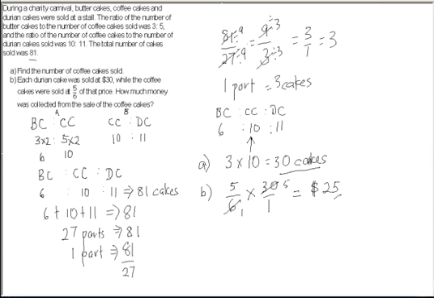So looking back at A, where you find that there are 30 coffee cakes, we therefore multiply 30 by $25 and we get $750. So the amount of money collected from the sale of coffee cakes is therefore $750.